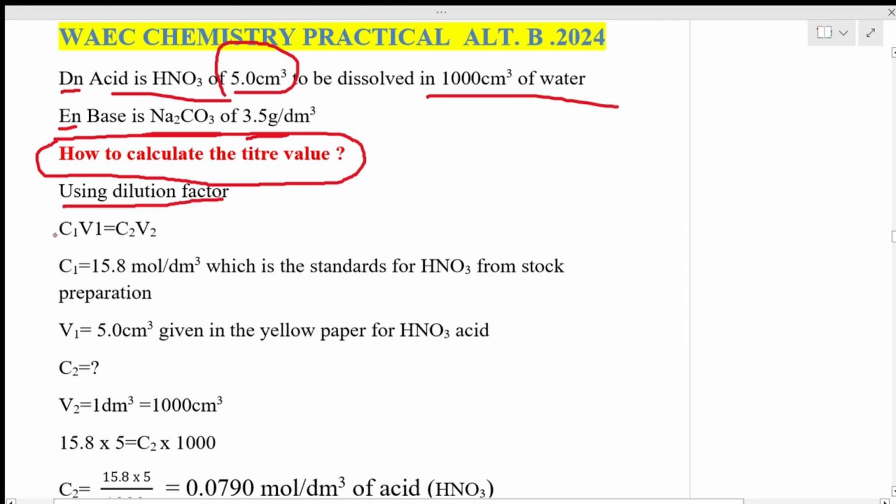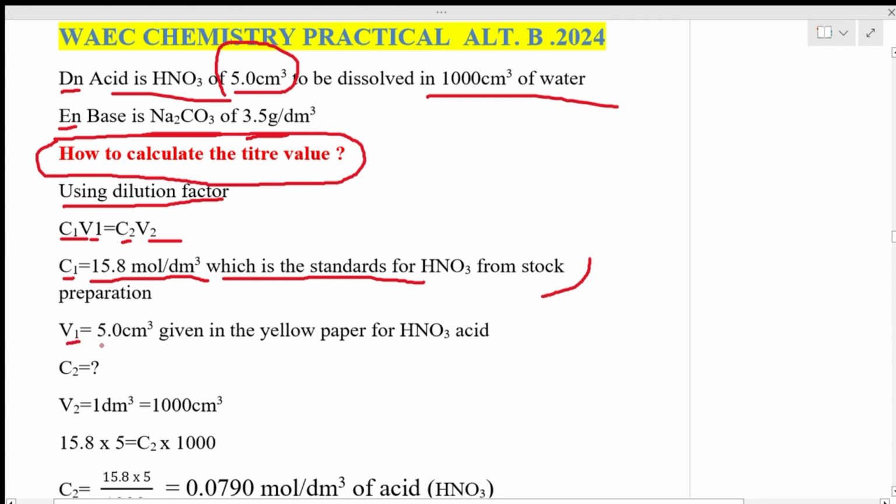The dilution formula is C1V1 = C2V2. Now our C1 is 15.5 mole per dm3. It is not in this particular question, but it is an experimental determination from, say, stock preparation in chemistry. I can refer you to a chemistry textbook by a mentor, Dr. Jokuku Godwin. It will show you this particular value and some other values that you need to know on chemistry practical.